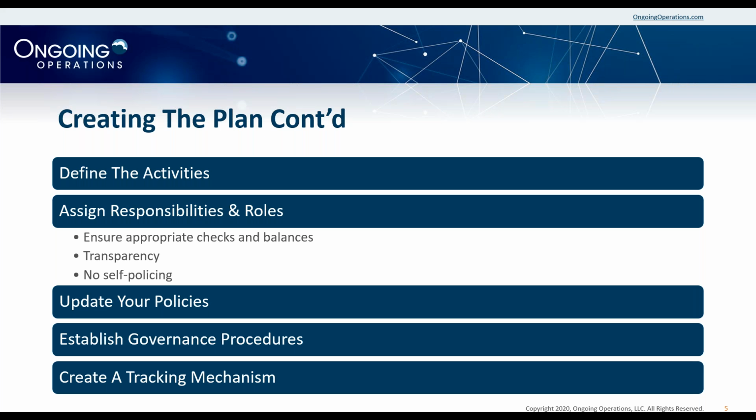So we want to make sure that we've got a way to track that we're doing these, because we want to be able to produce artifacts, A, to prove to our board that we're doing it, but B, also to prove to the regulators and auditors that we are actioning all of these things that we say we're going to do.